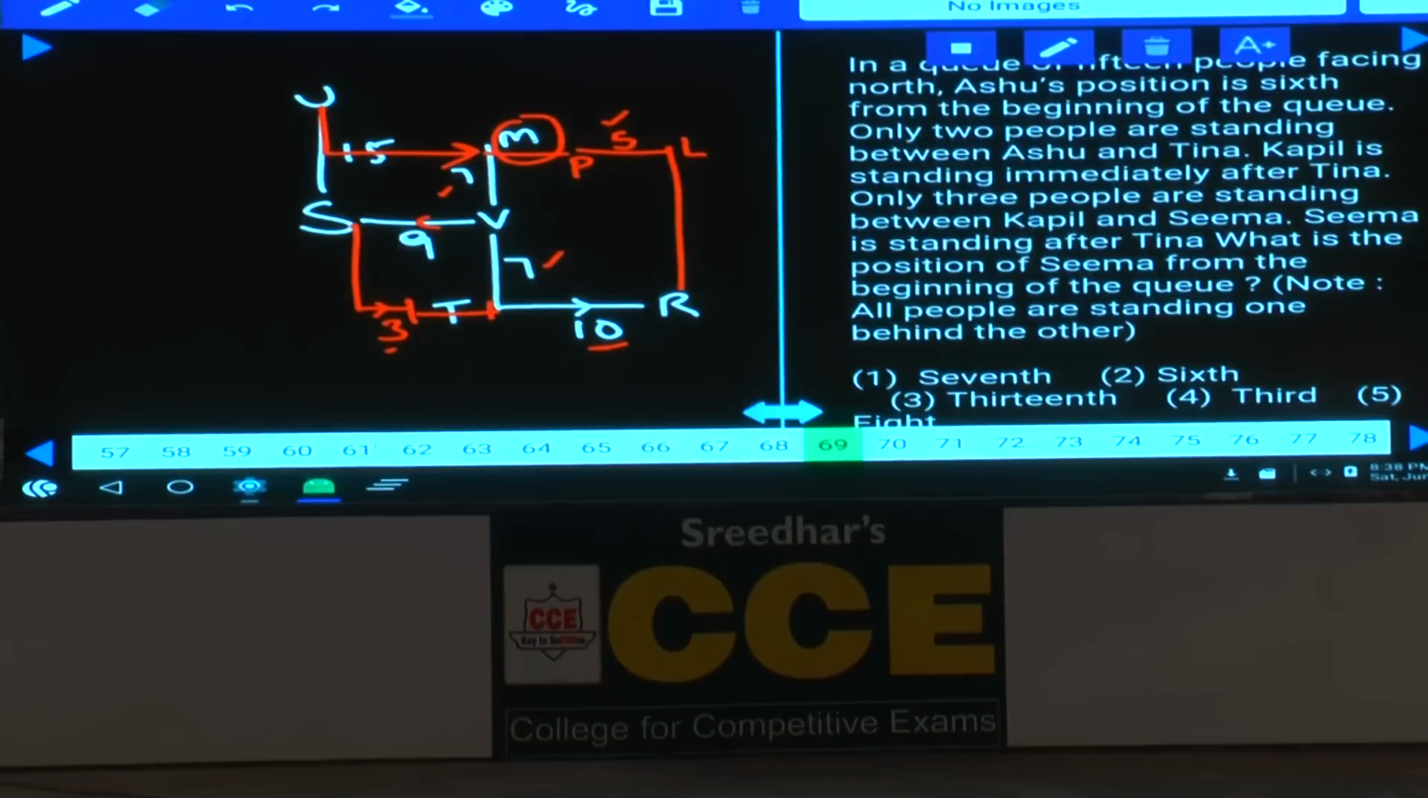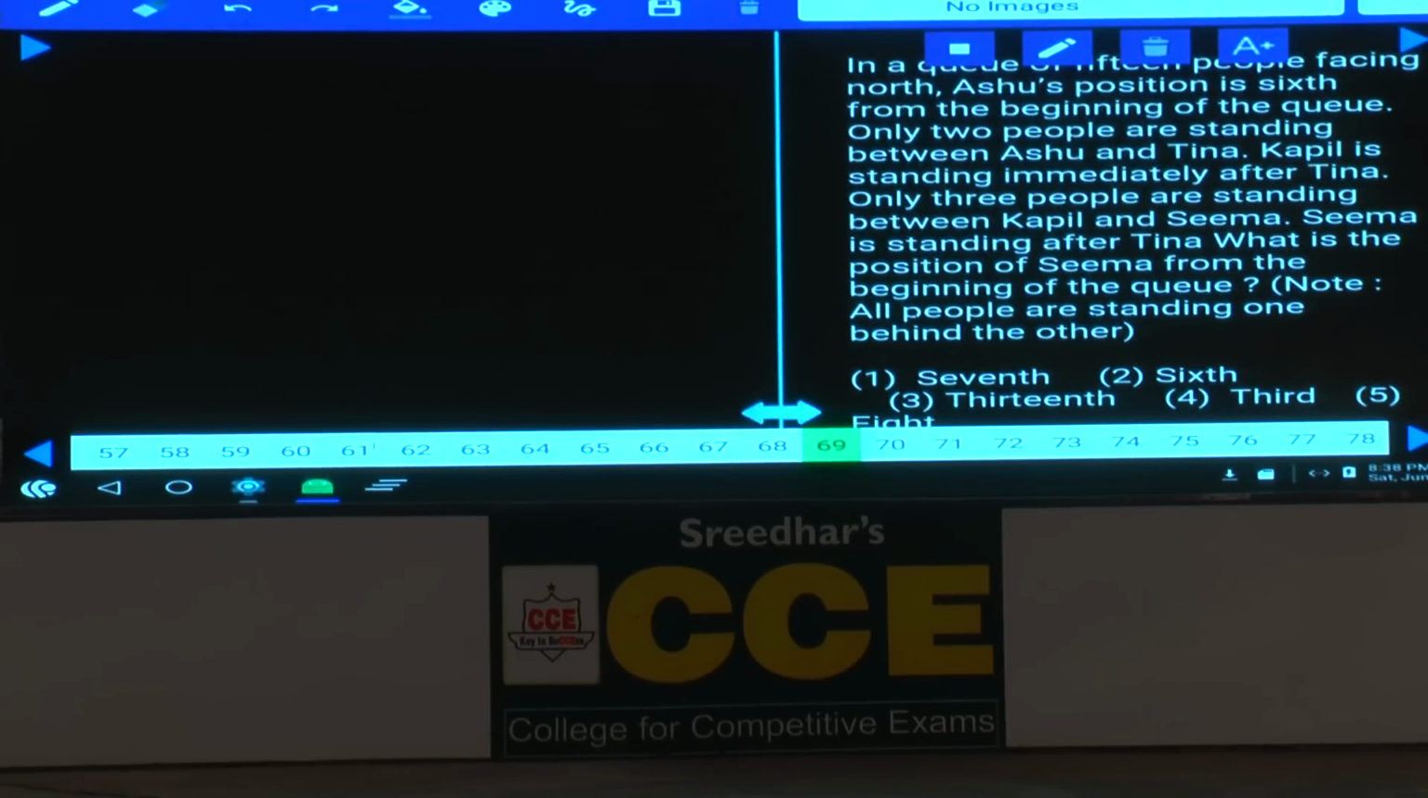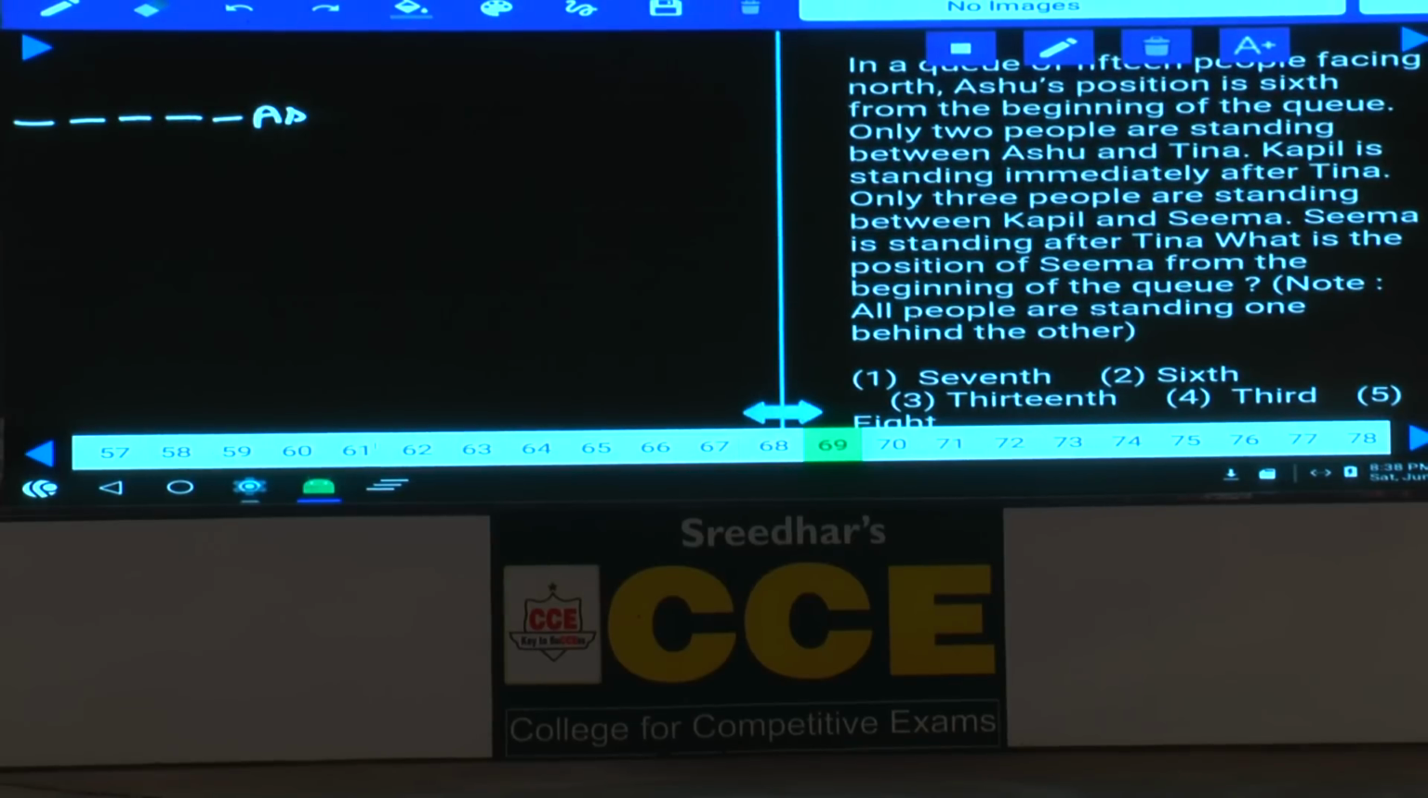Then question number 69. In a queue of 15 people facing north, Ashu's position is 6th from the beginning of the queue. Beginning of the queue 1, 2, 3, 4, 5, and this is Ashu, 6th from the beginning. Only 2 people are between Ashu and Tina. There must be exactly 2 persons between them. Tina is either to the left hand side of Ashu or right hand side, before or after.